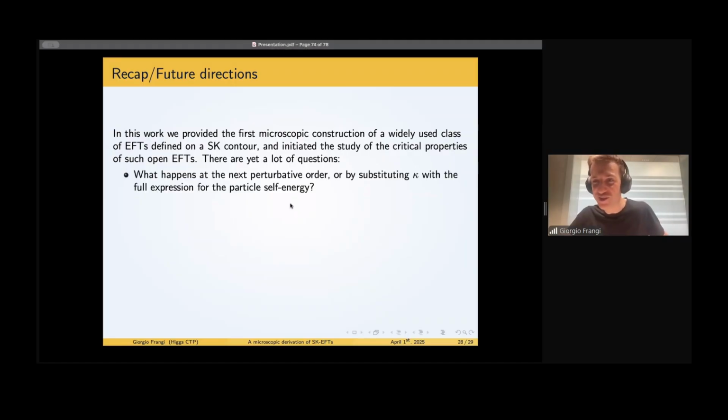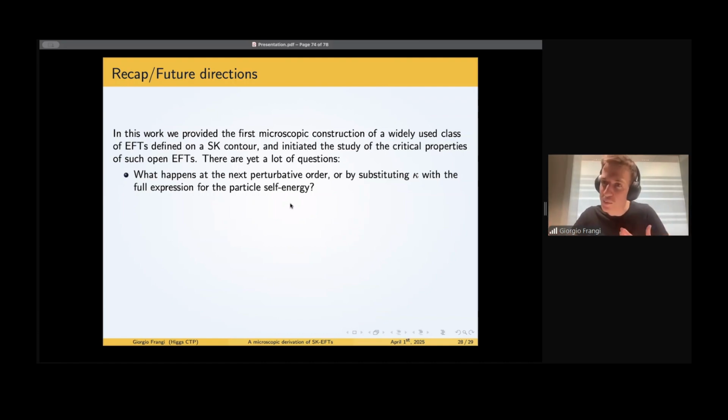So the first thing is actually trying to understand what happens to, let's say, the next perturbative order, or if I include, rather than using this phenomenological constant, which there's much to be said about, the full expression for the thermal width that I can calculate. It is just extremely difficult, extremely long, so we haven't done that. So what happens if we are more precise?